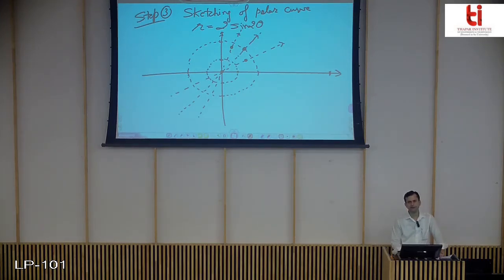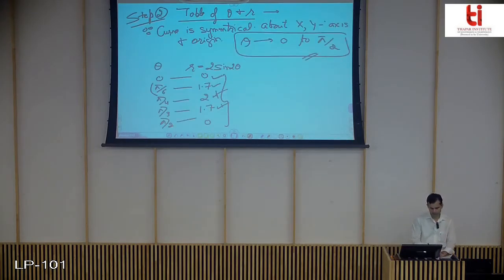Now say if you are not comfortable with these points, that you are not getting any idea how to plot these points, then what you can do is take some more points. Here you can take 15 degree, that is pi by 12, for your own convenience, if you think these points are not sufficient. Here you can take 75 degree, that is 5 pi by 12, like this.